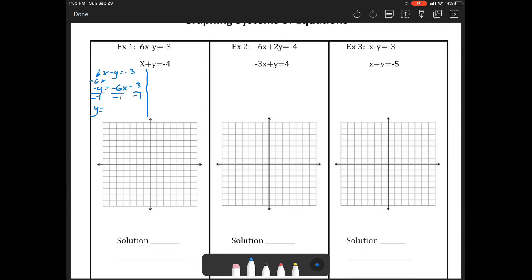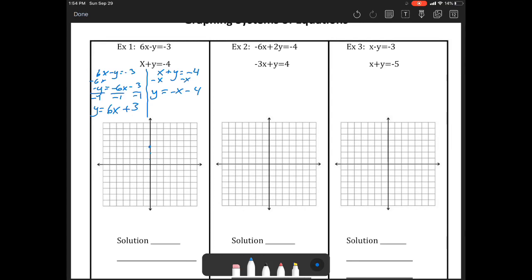And that's going to give me y equals 6x, because negative divided by negative is positive, and then negative and negative is going to give me positive 3. Then we've got our x plus y equals negative 4. Subtract x on both sides, and I get y equals negative x minus 4. Now I can graph. I'm going to graph my first one in blue.